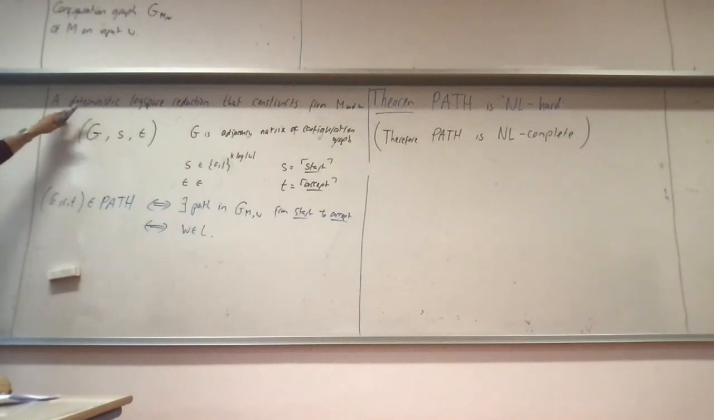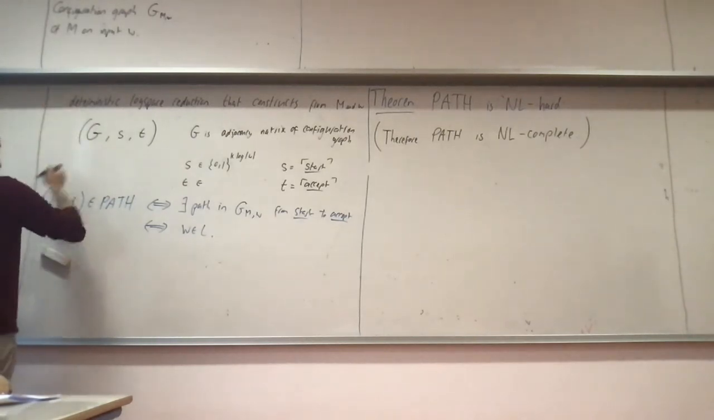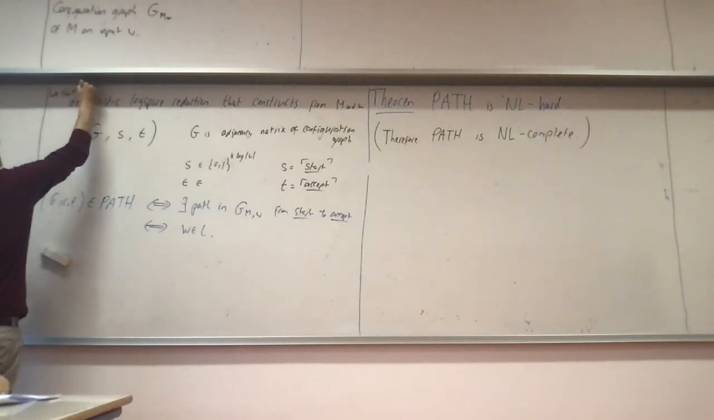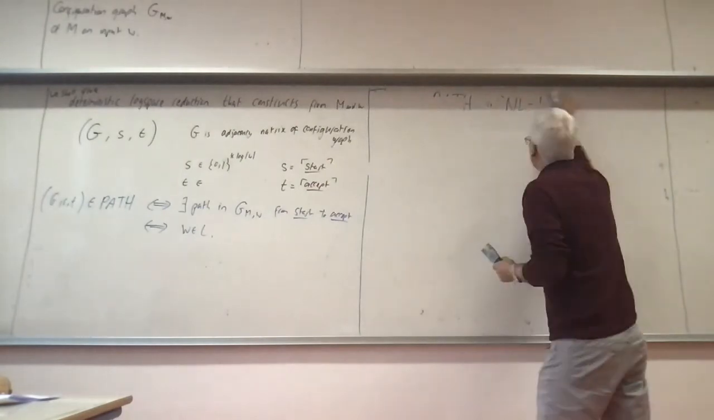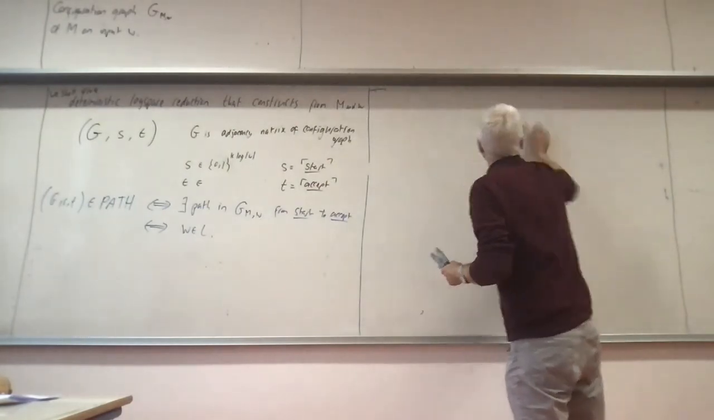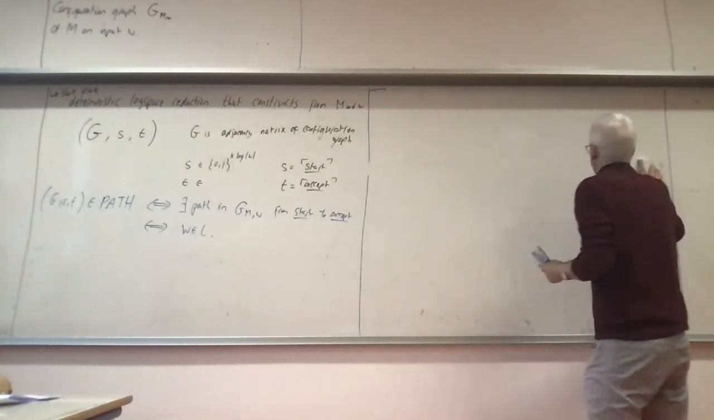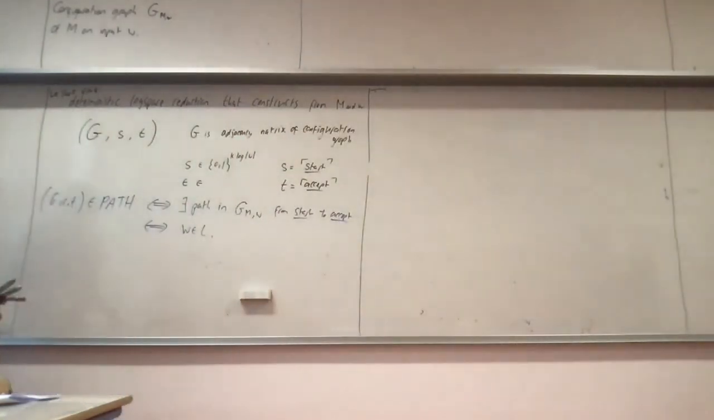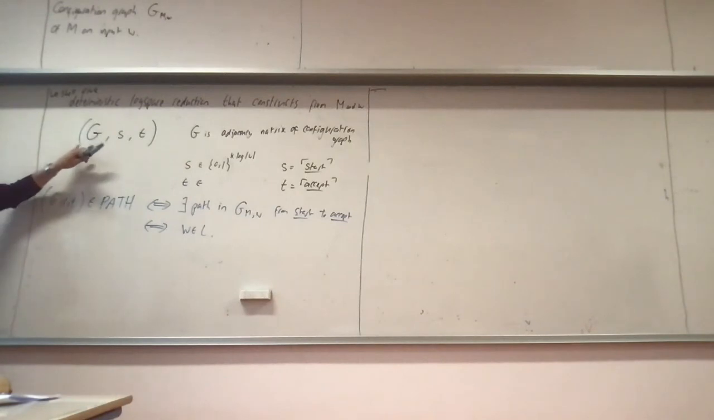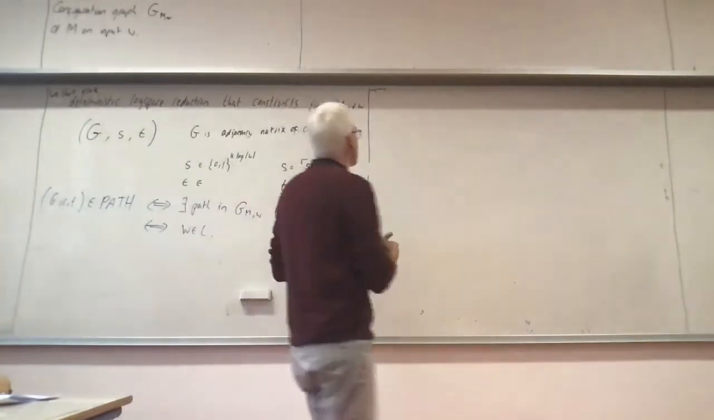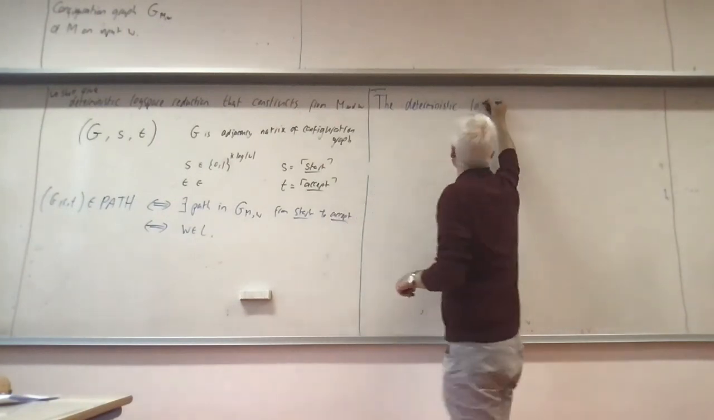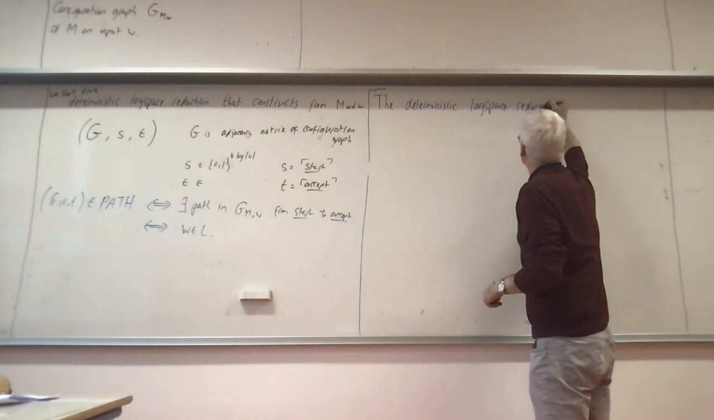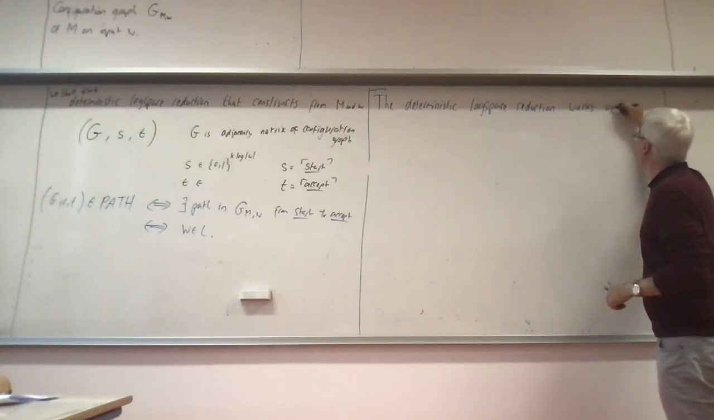Sorry, I just said a deterministic reduction, we're going to give one, but I haven't actually given the reduction yet. So how do we do that? Well, given a Turing machine and its configuration graph, we want to have a reduction that, given the input W, will produce G, S, T. Okay, so the deterministic log space reduction works as follows.